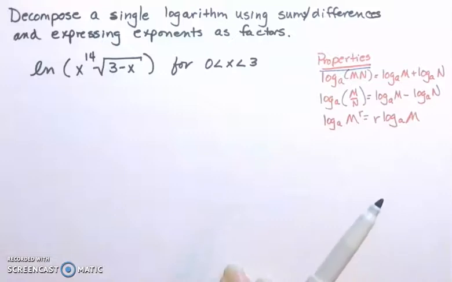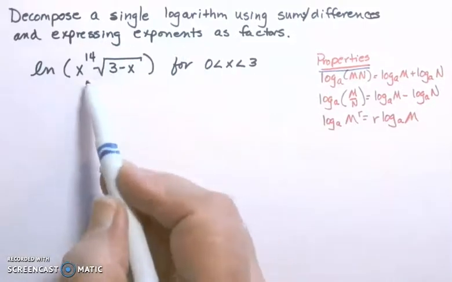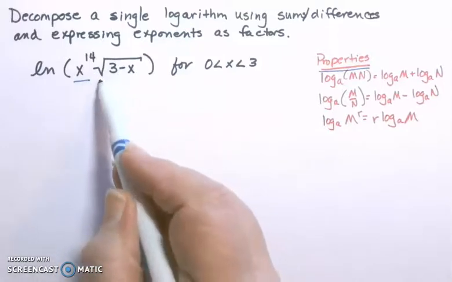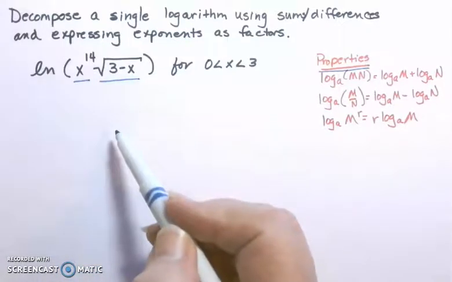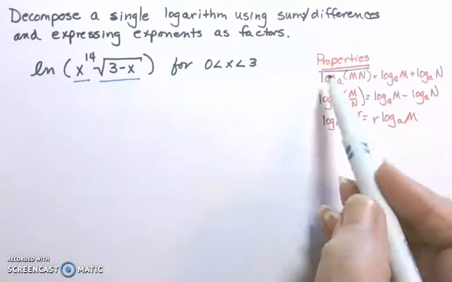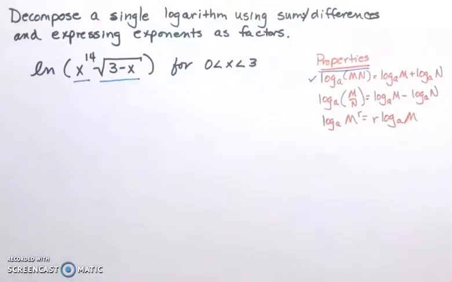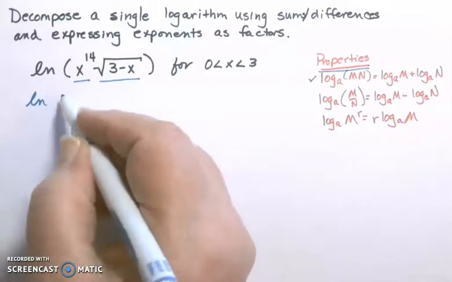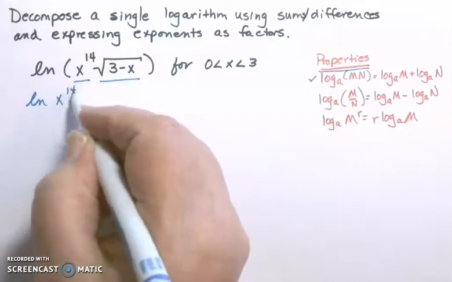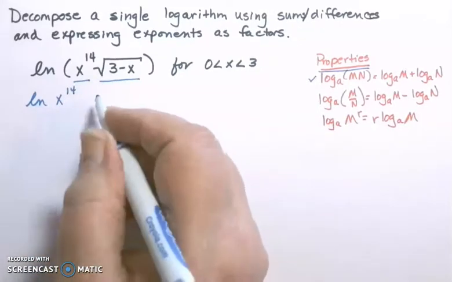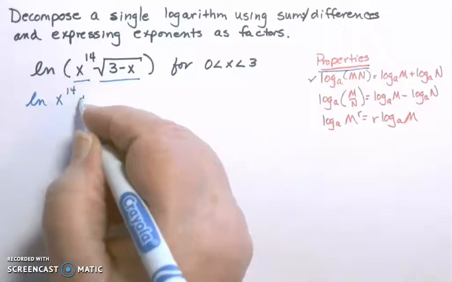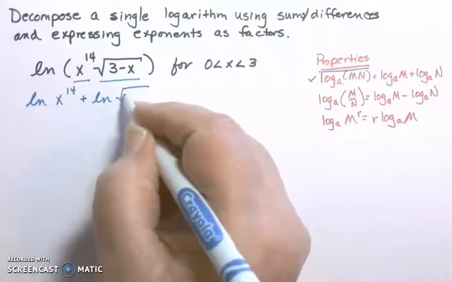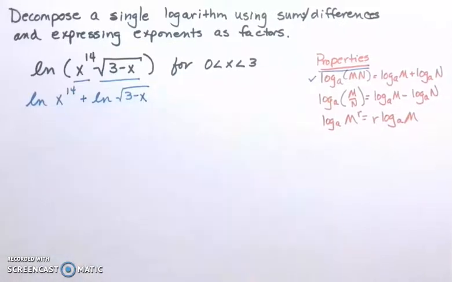So first let's look at what we have here. Our argument is x to the 14th times the square root of 3 minus x. So we wanted to use this property. And we can rewrite this as the log of x to the 14th power. Since they're multiplied together in the argument, we can separate them and make it a sum as the log of the square root of 3 minus x.